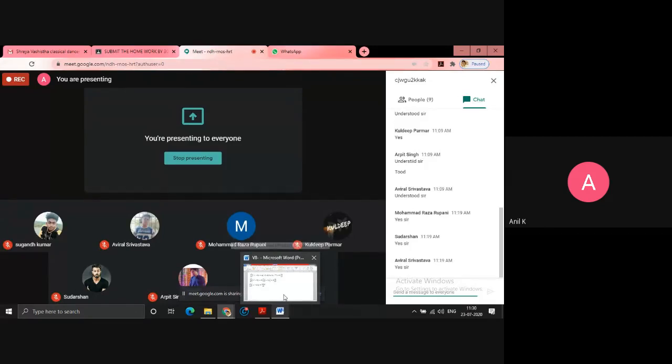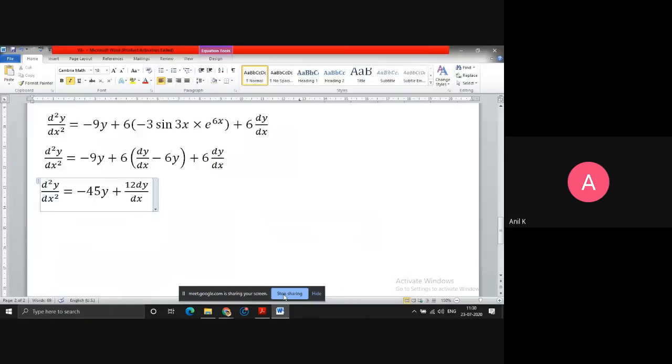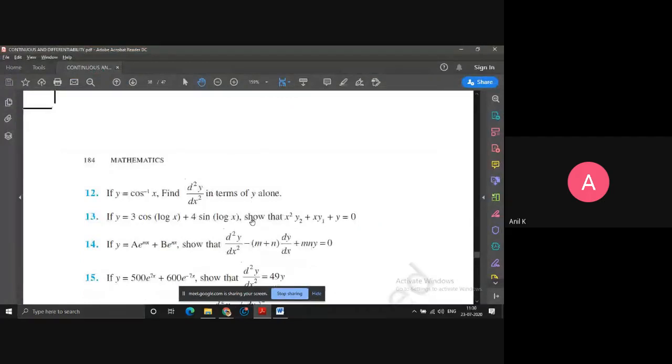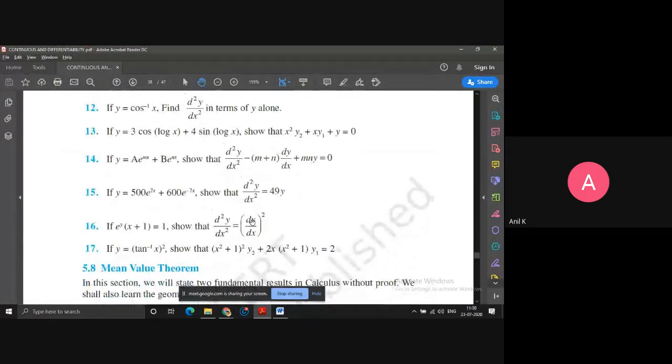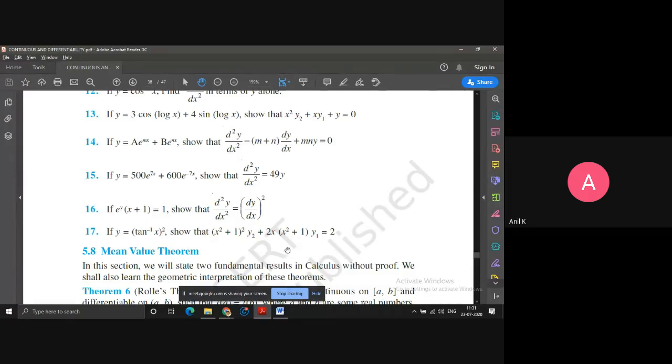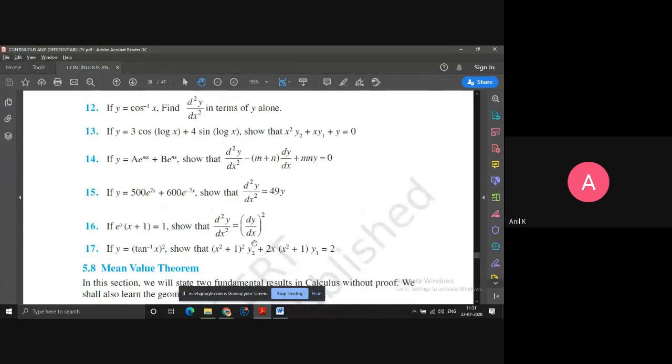Yes. Okay, then you have till 17th question. Here, see, there are some notations like y1, y2. Here, y1 is also a first derivative. Y2 means second derivative. That you have to be careful.